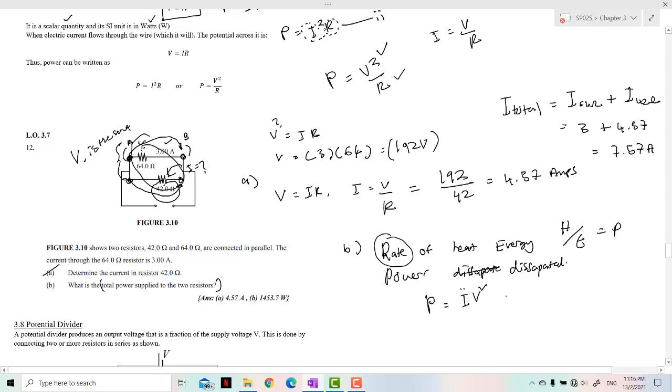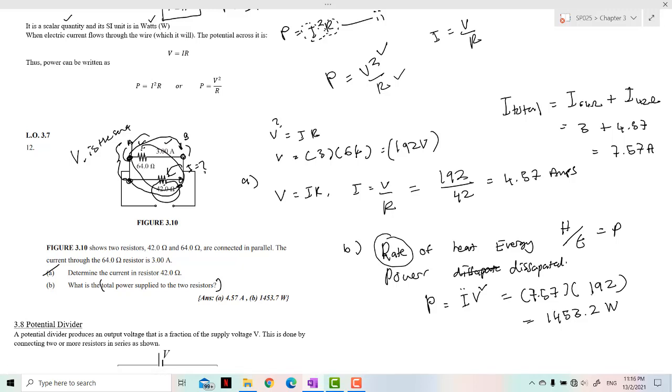So P equals IV, we get 7.57 multiplied by the V. How much is the V here? The V we had earlier was 192. So you get a total power of 1453.2 watts. So 1453.2 watts, or we can say there are 1453.2 joules per 1 second. For 1 second, we can say that. This is the amount of energy dissipated by the device. So that's how you do this question.